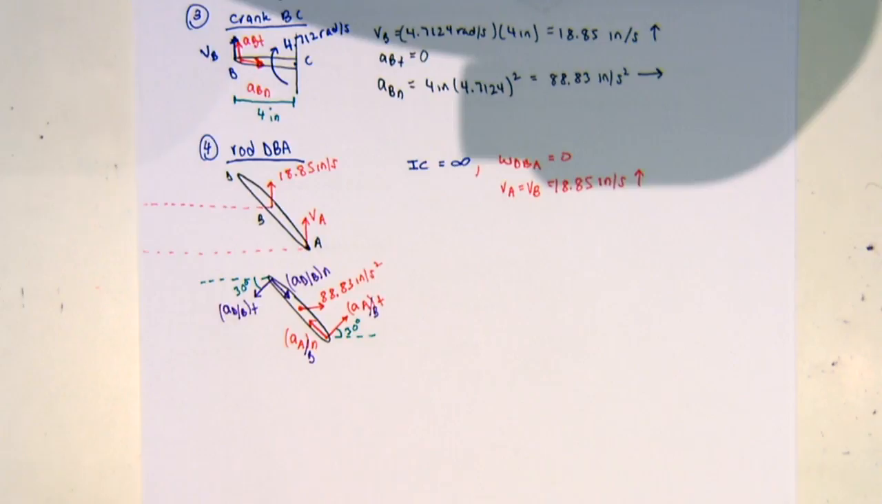It's called general plane motion, right? We're all good. So general plane motion is the sum of translation plus rotation.